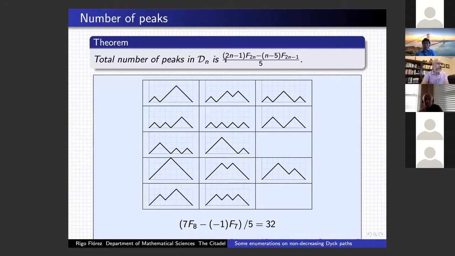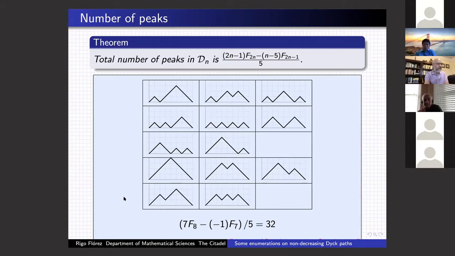And we say, okay, the total number of peaks in non-decreasing Dyck paths is given by this number. Again, you see Fibonacci, and it's a combination. The number of peaks is basically the number of pyramids, but let's count peaks: 1, 2, 3, 4, 5, 6, 7, and so on. And we obtain 32. And the question is how to prove that that is true.